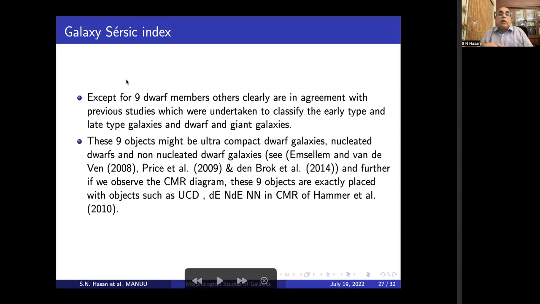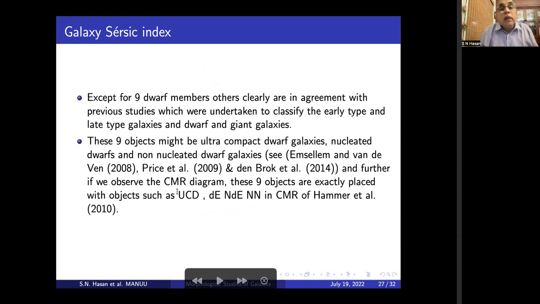Except for 9 dwarfs, others are clearly in agreement with previous studies which were undertaken to classify early type and late type galaxies and dwarfs and giant galaxies. These 9 objects might be ultra compact dwarf galaxies, nucleated dwarfs and non-nucleated dwarf galaxies.